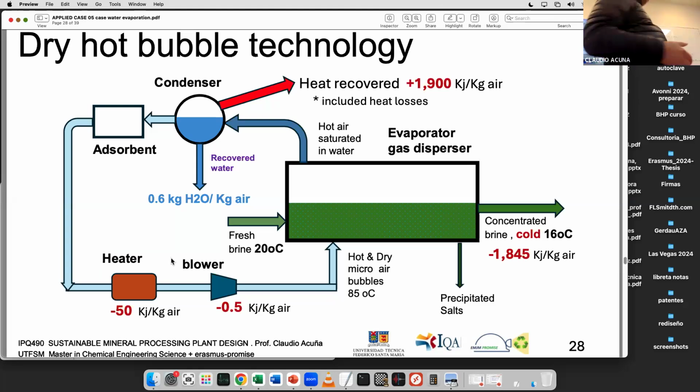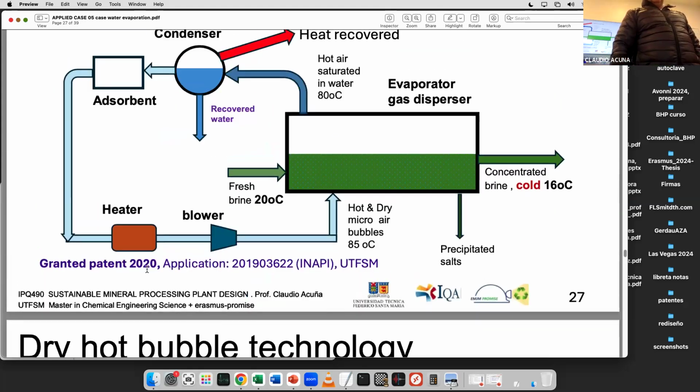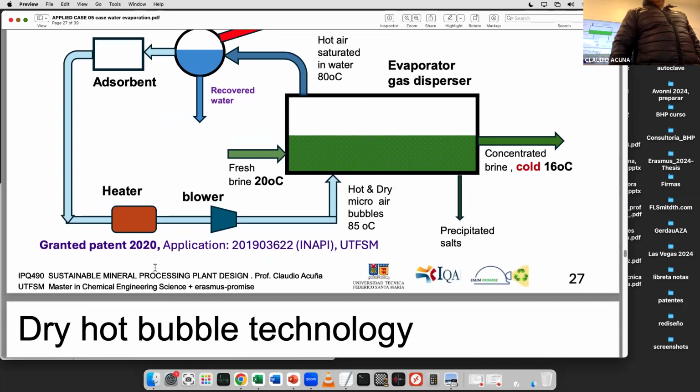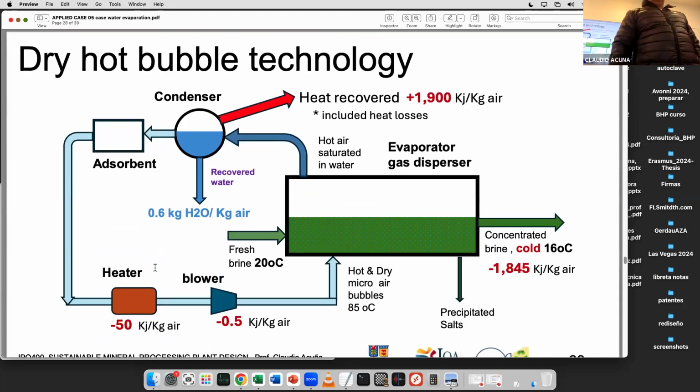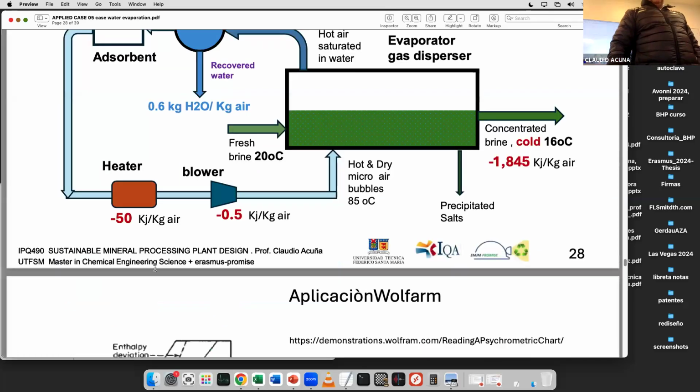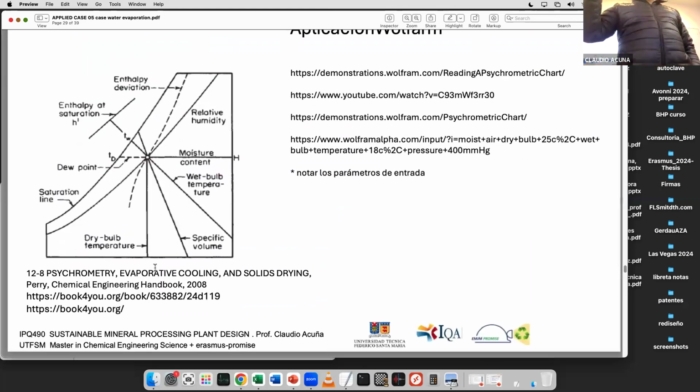Actually, for this company, they want to have the exclusive license for this technology, which, by the way, is patented already. It's a patent in Argentina and Chile. It's already patented. So you're seeing a patented technology here. Okay, I will not go into that.